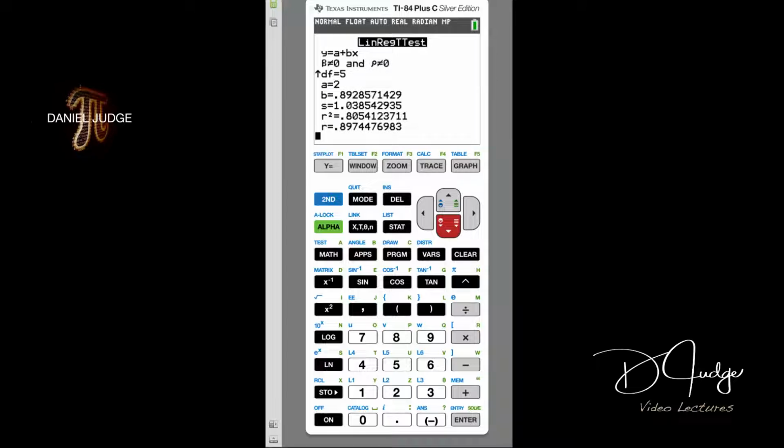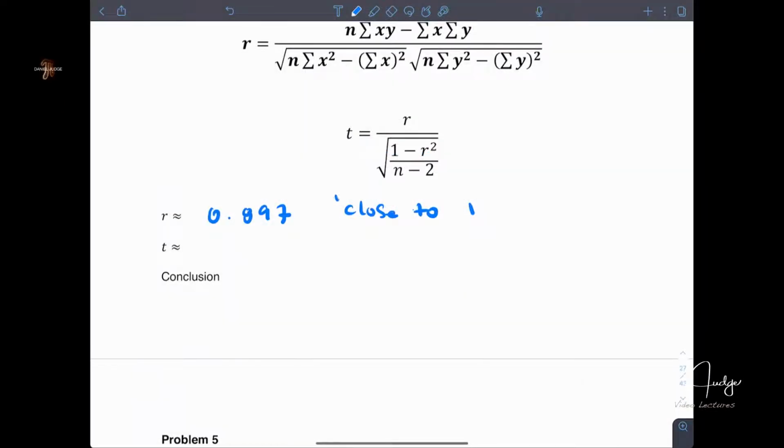Now, r value. Look at the r value first. The r value, the sample linear correlation coefficient, looks like it's close to 1. I mean, it's not that close to 1, but r is 0.897. That's somewhat close to 1. That can still be a weak linear correlation. We have to check the test statistic value. But that's kind of close to 1, right? Remember, that word close can be debatable. Close to 1. It's close.